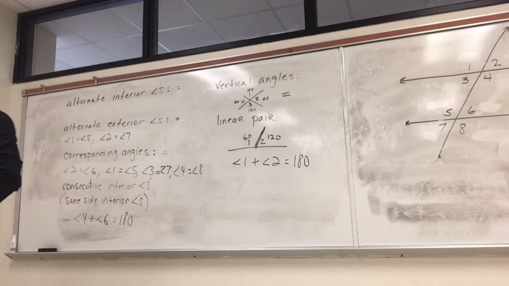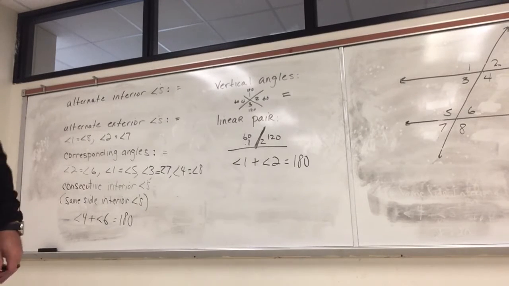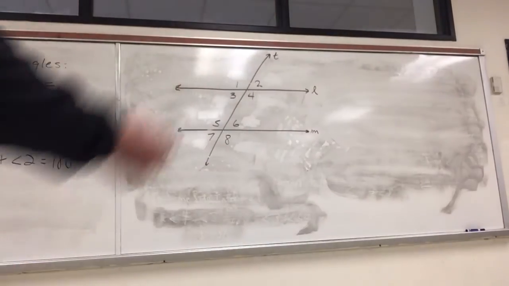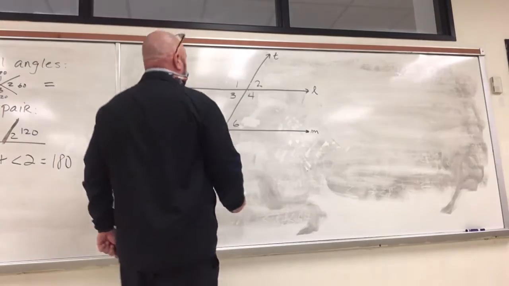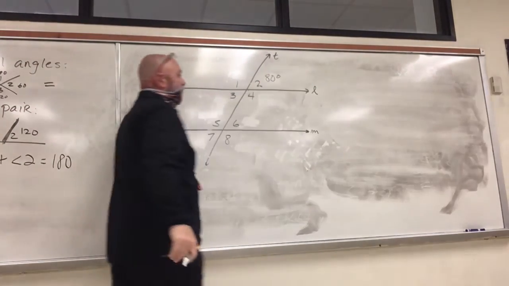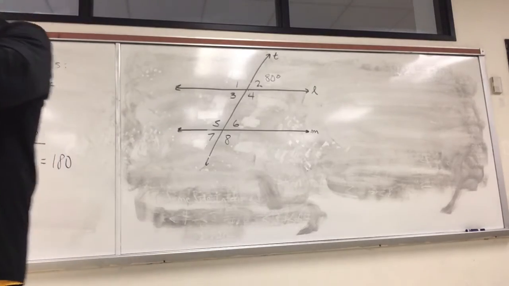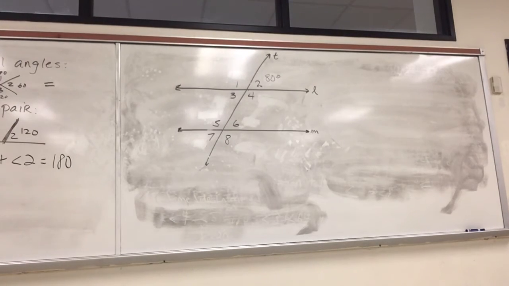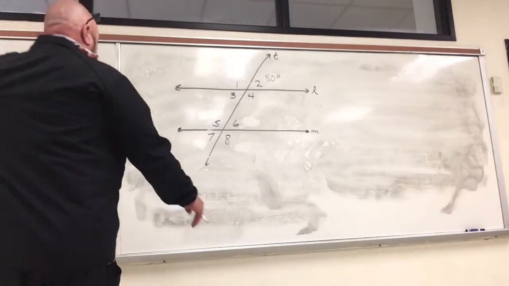Now, what are we going to do with this today? All those definitions over there. Here's what you're going to be given today: a measure, 80 degrees. Angle 2 equals 80 degrees. Find angle 1, 3, 4, 5, 6, 7, 8. Find all the angles. That's what you're going to do today. It's very simple and very easy to do. All you have to remember is all this stuff.